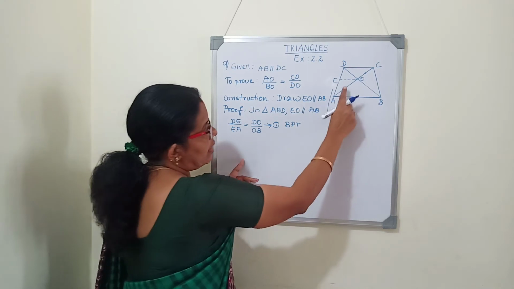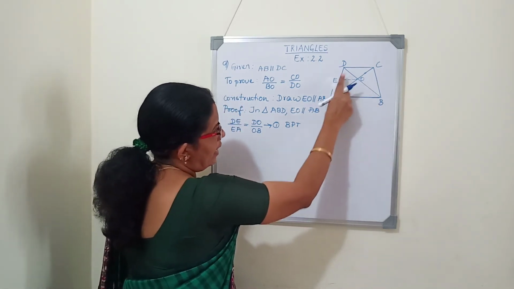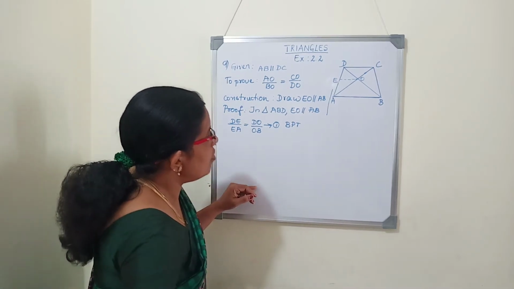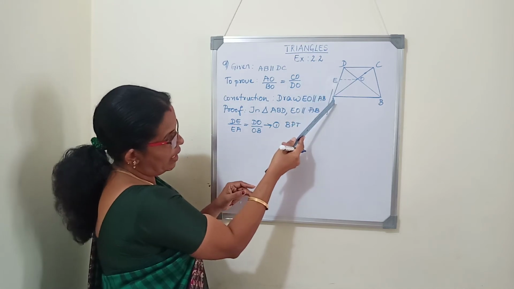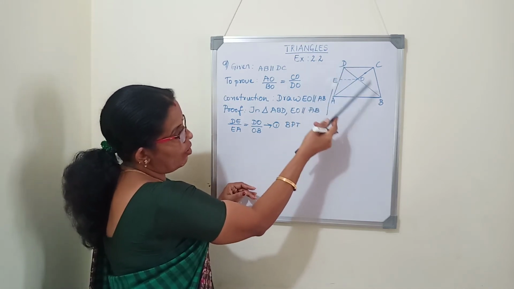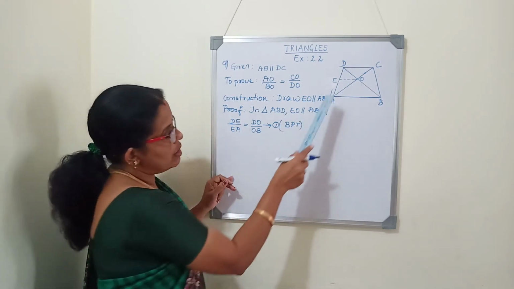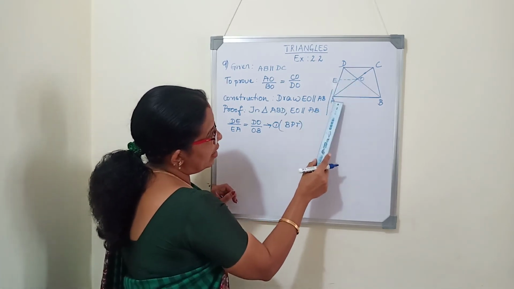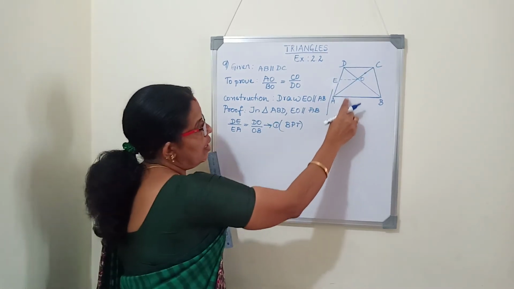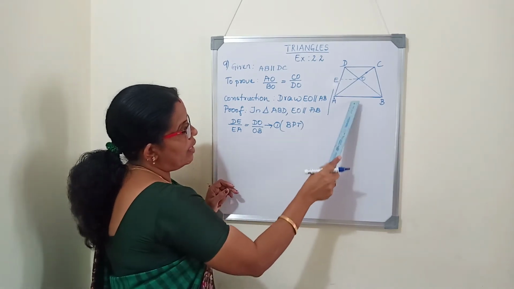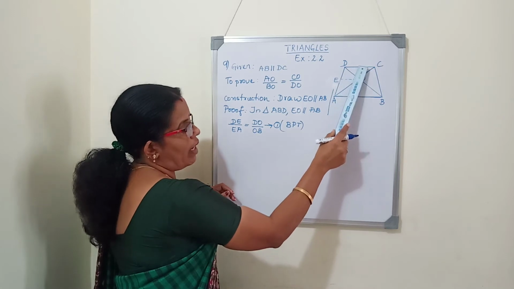So we constructed a line EO which is parallel to AB. So in triangle ADB, EO parallel to AB, we can write by BPT DE by EA is equal to DO by OB. So this is equation 1. Now this EO is not only parallel to AB, it is also parallel to DC. Why? Because ABCD is a trapezium. Already AB and DC are parallel. So if EO is parallel to AB, it will be parallel to DC.